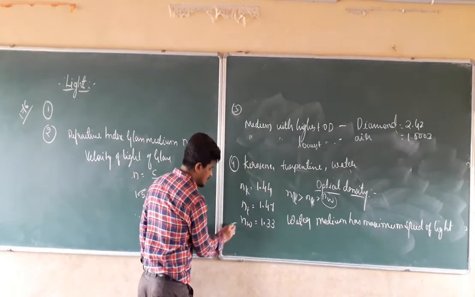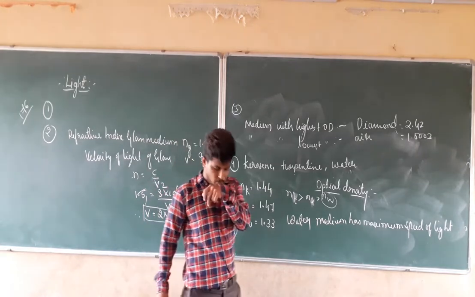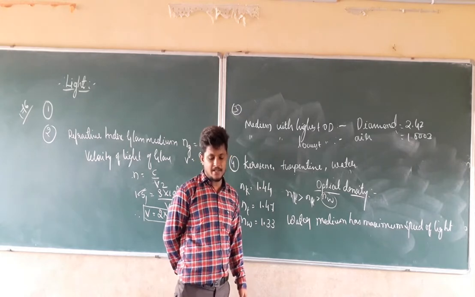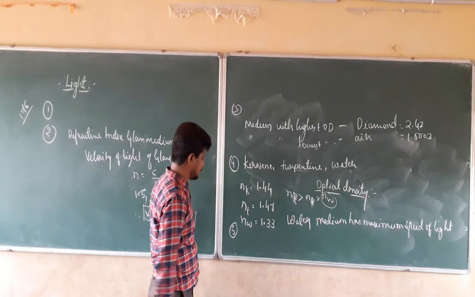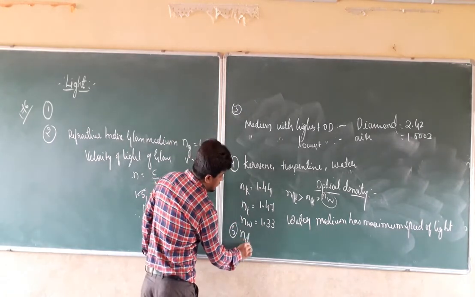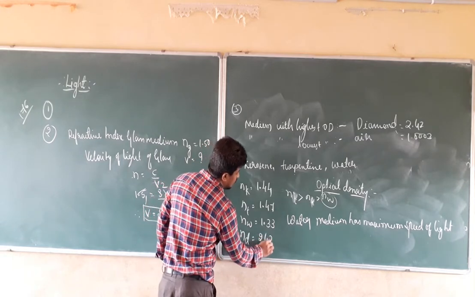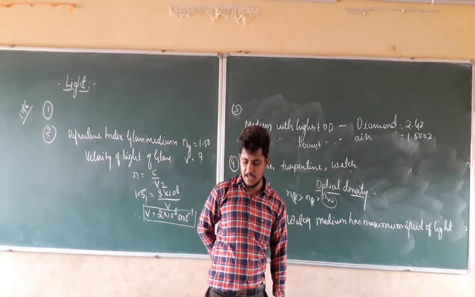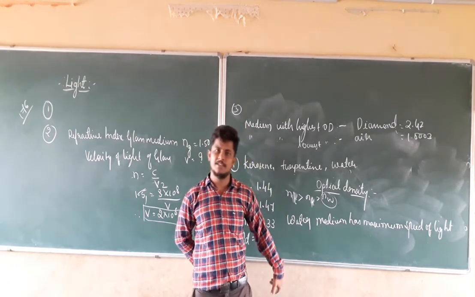In the same manner, now we are going to see the fifth question. What is the fifth question? The refractive index of diamond is 2.42. We have to state what is the meaning of this statement.